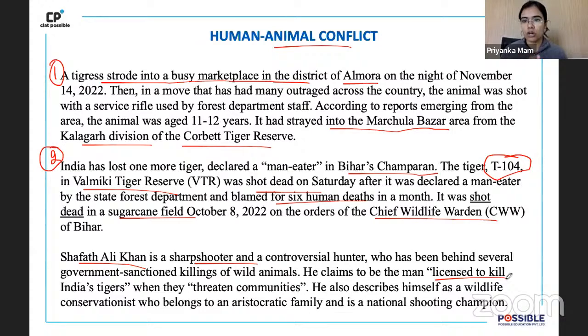Controversial hunter, we'll talk about why it is controversial with respect to Tiger Avni, right? And he was the one who came and killed this T104.